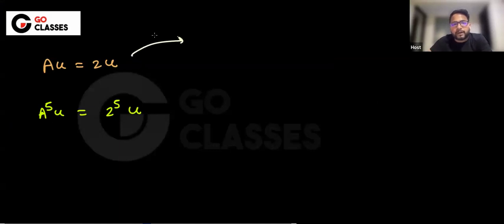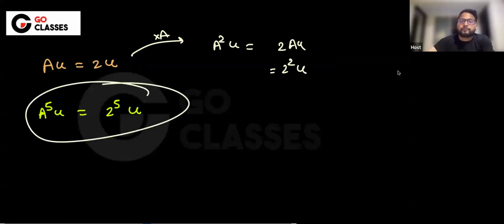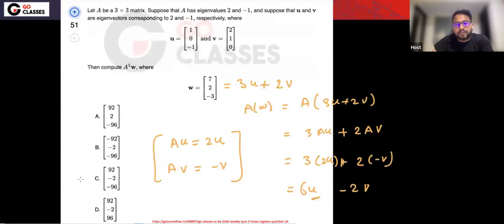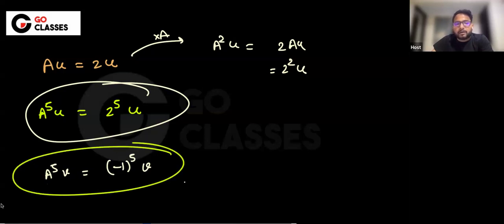How? You just multiply by A on both sides. A square U will be 2 into AU, and AU is just 2U, right? So 2 square U, like that. So basically A power 5 U equals 2 power 5 U. Similarly, A power 5 V is equal to minus 1 power 5 V, or in other words, it is just minus V. So these are the two equations we have.